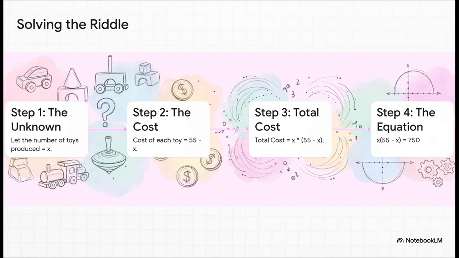Let's break down the clues one by one. First, the number of toys produced. That's our unknown, so we'll call it X. Simple enough. Second, the cost for each toy is 55 minus X. Okay, so the total cost for the whole day has to be the number of toys they made times the cost for each one. That gives us X times the quantity 55 minus X. And we know that grand total is 750.